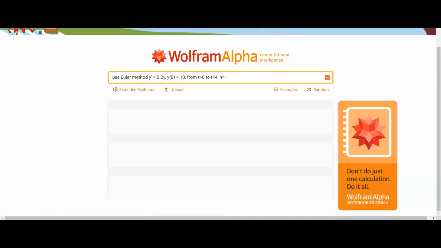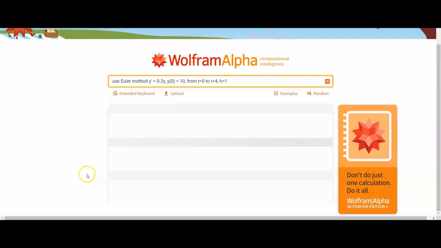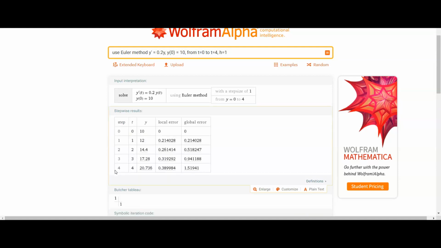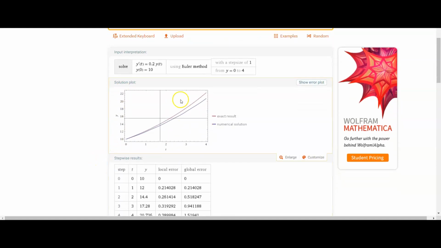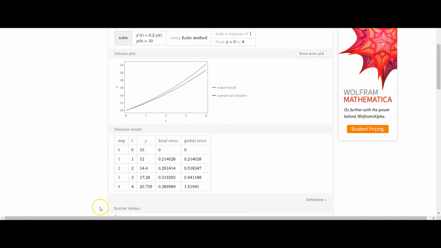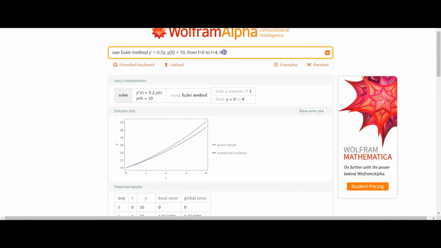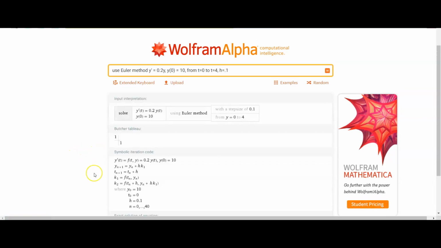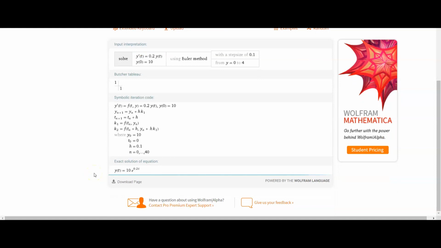But if I change this to h equals 1, what I should immediately notice is that my graph is going to show the estimate and the exact as being quite far apart at time 4. Okay, so you can see that this is just what we saw in our graph that we built numerically. And in this case, it shows me the whole table. If you do a smaller step size, it'll by default just show you the portion of the table that it finds most relevant.